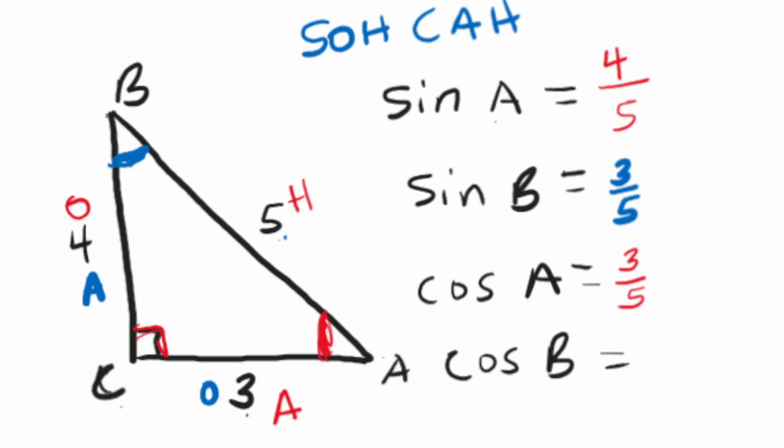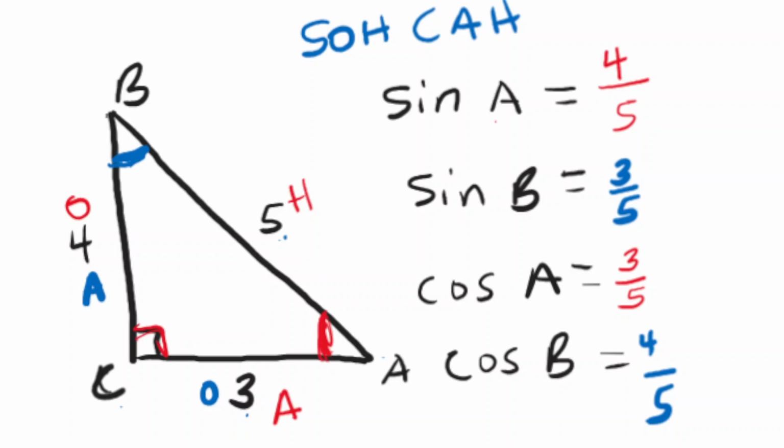And then cos B is going to be adjacent over hypotenuse, which is going to be 4 over 5. That will be for cos B. So that is what you get.